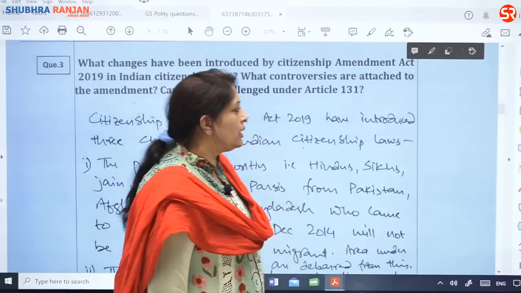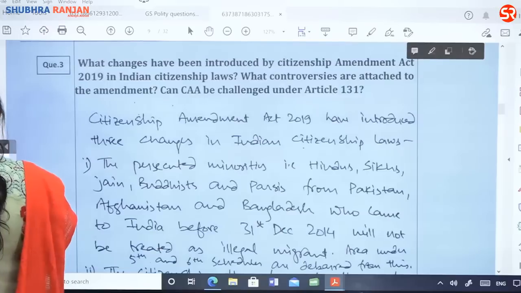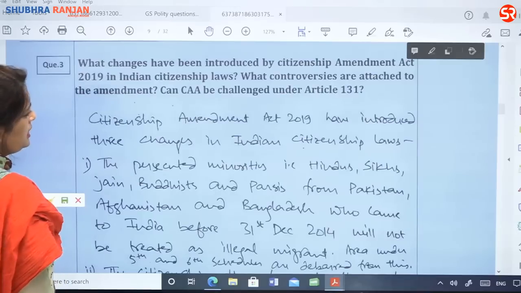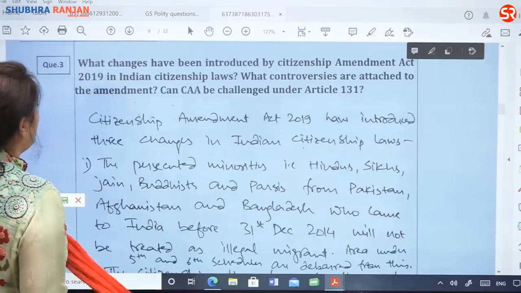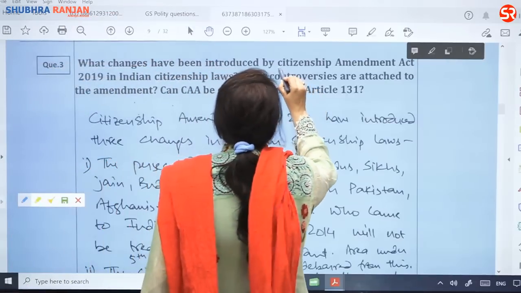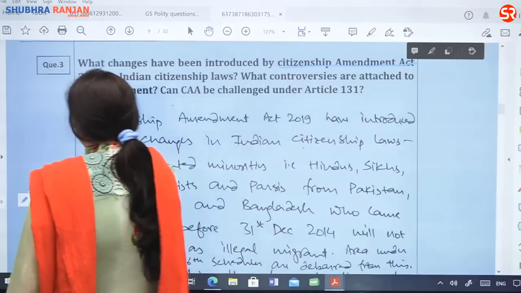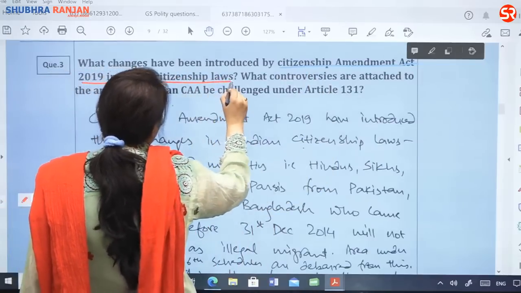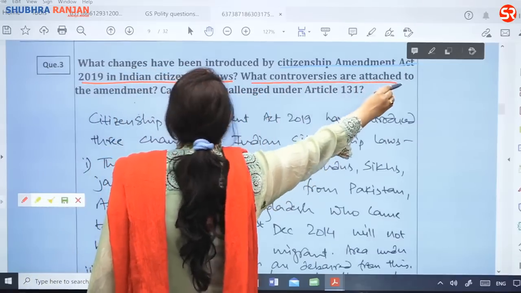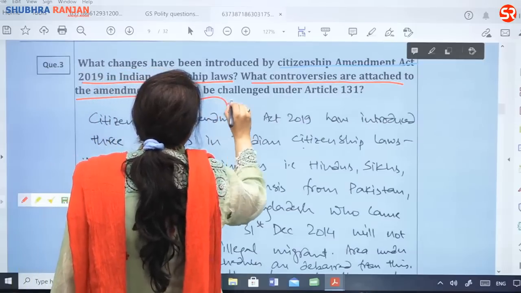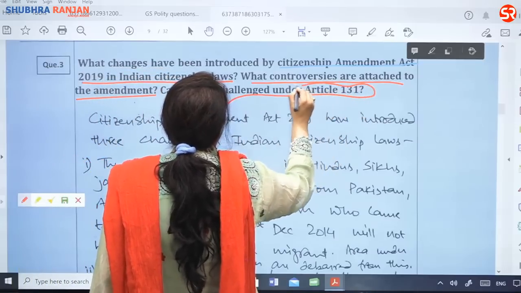So the third question, for that third question I have taken the copy of some other student. Fine, and let us see how this person has written. So what changes have been introduced by Citizenship Amendment Act in Indian citizenship laws? What controversies are attached to the amendment, and can CAA be challenged under Article 131?